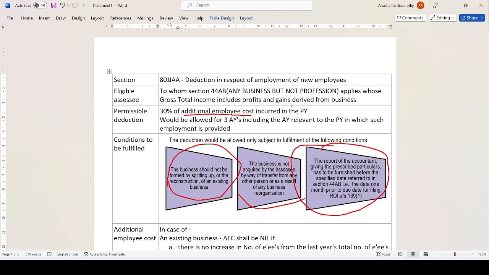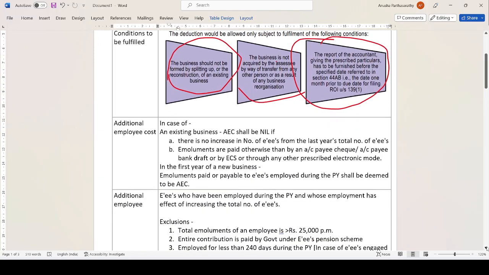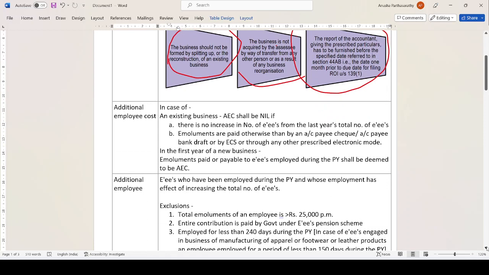Okay, now let's understand the meaning of each of these terms. The first would be the term additional employee cost. What will form part of additional employee cost? In the case of an existing business, additional employee cost shall be nil if there is no increase in the number of employees from the last year's total number of employees. For example, last year I had a total number of employees as 100. In the current year also, some employees left and some employees joined, but my total remains as 100. So there is no additional employee, right? That's why there is no additional employee cost.